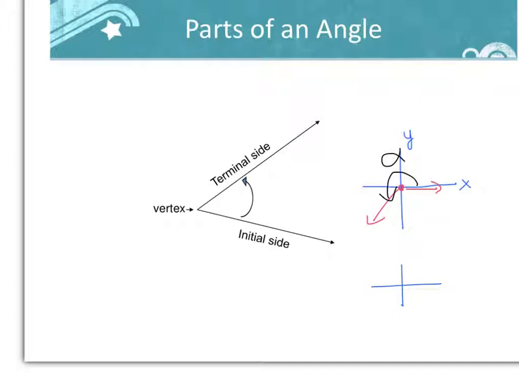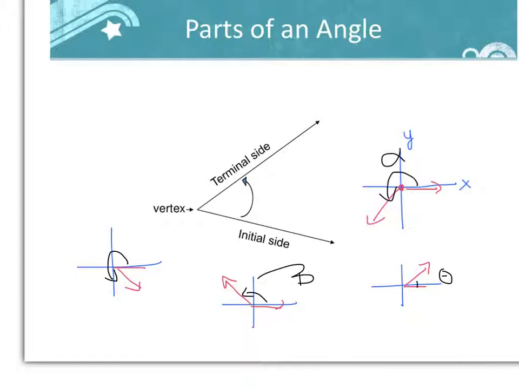Let's draw another diagram. This angle is in quadrant 1. This angle is in quadrant 2. And this angle is in quadrant 4. So let's call this theta, beta, and let's call this one alpha 2. So depending on which quadrant the terminal side is on is what we classify that angle as being in, that particular quadrant.